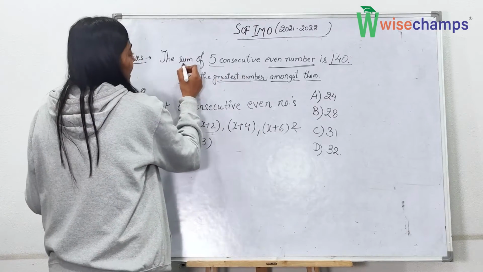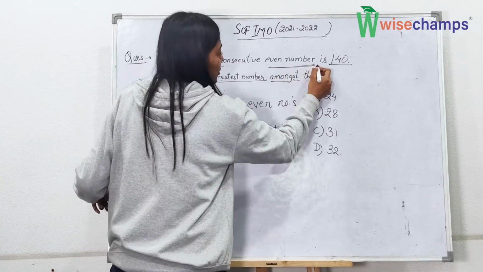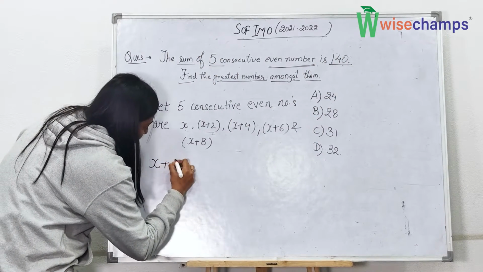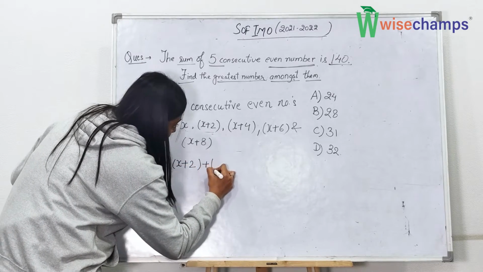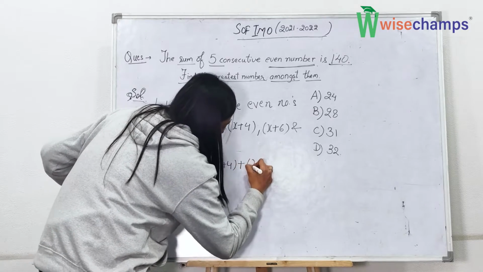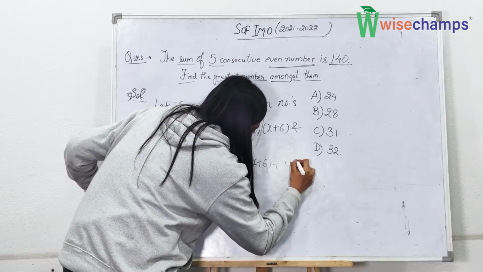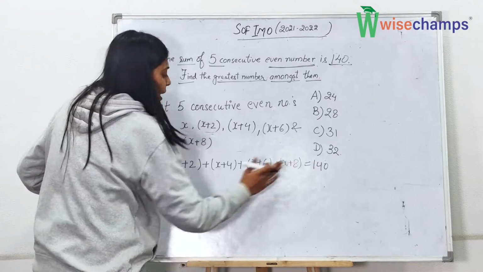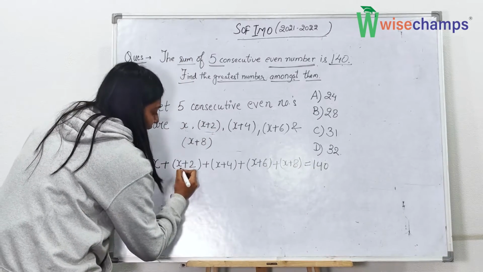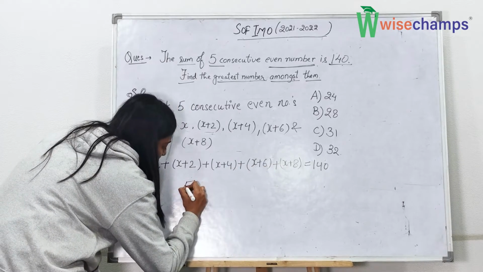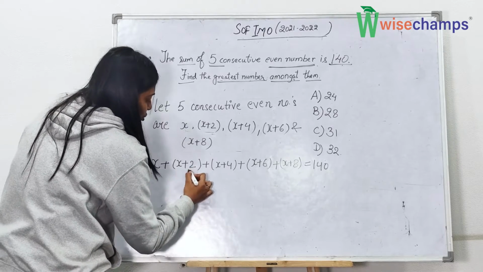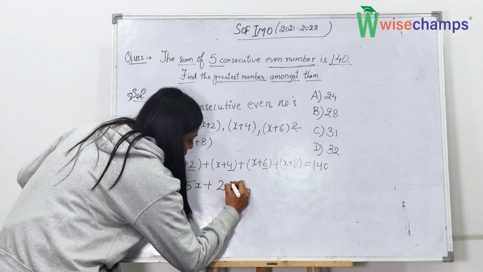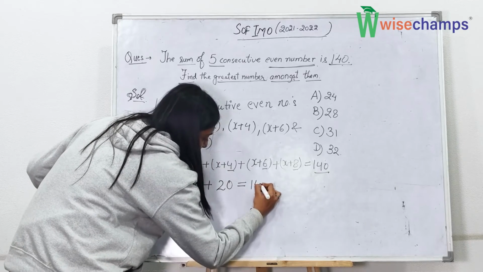Now let's read the question statement. The sum of these 5 consecutive even numbers is 140. So you need to write out like this: x plus x plus 2 plus x plus 4 plus x plus 6 plus x plus 8 is equal to 140. This is according to the question. Okay, now you need to simplify this. So x plus x plus x plus x plus x, this would be 5x. Okay, now 2 plus 4, 6 plus 6, 12 and plus 8, 20. So 5x plus 20 is equal to 140.